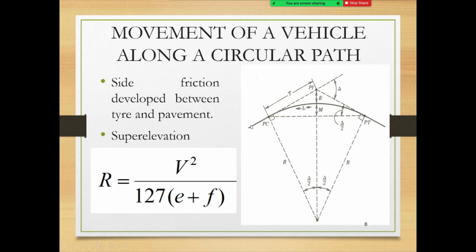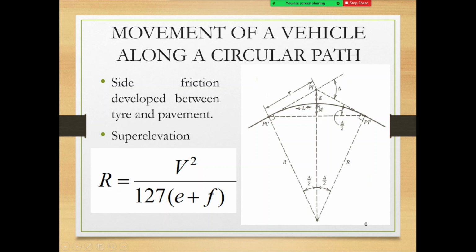Now what happens here? This is the straight, and then there is the circular curve, and then again the straight, right? So when a vehicle is moving this way, starting from LHS, from my LHS going to RHS.